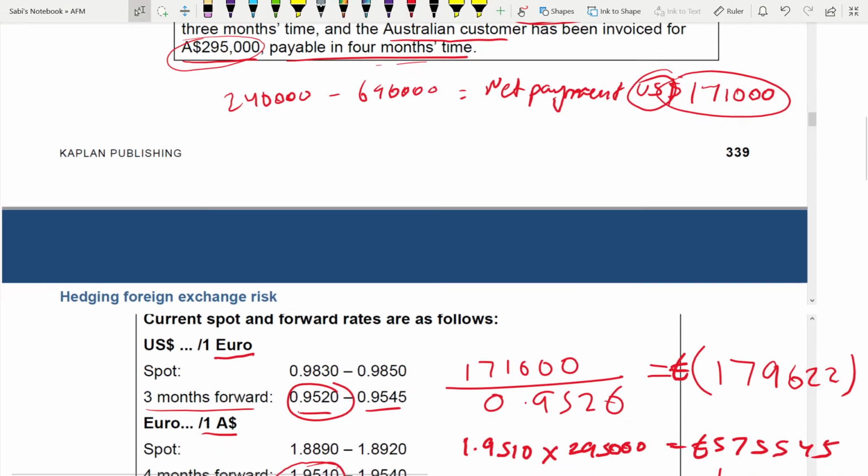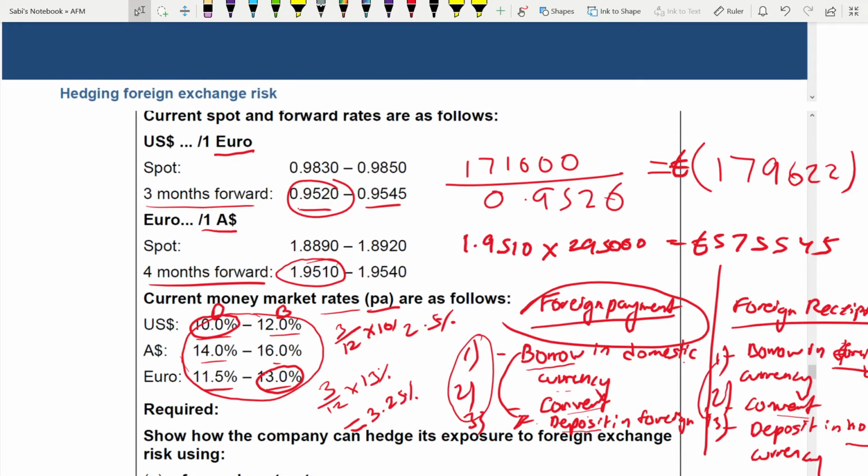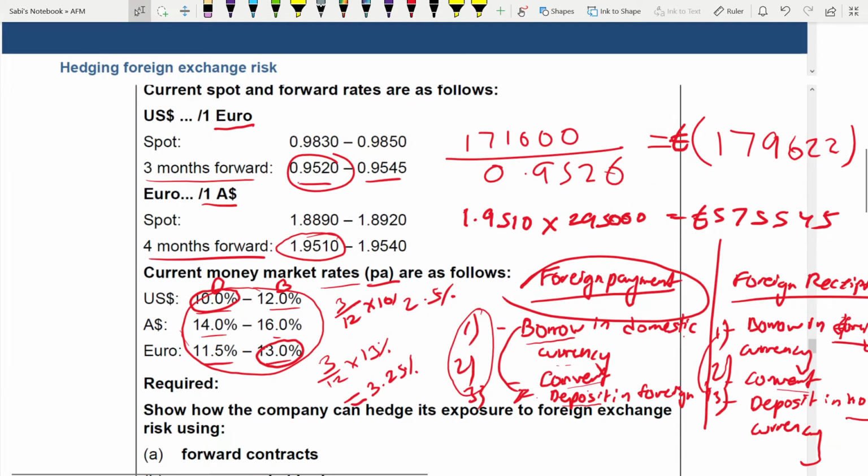Then you convert and then you borrow in euro. So we know that we are depositing, so the depositing rate is, I'm sorry, it's US dollar. I always forget the foreign and the domestic currency. 2.5%. So you deposit at 2.5%, convert, and then borrow at 3.25%. Okay, so this is how I'm going to do this.